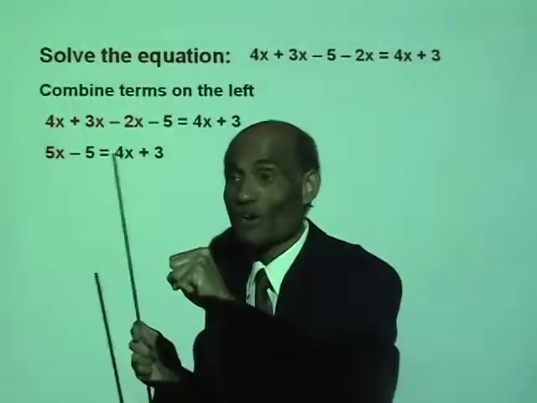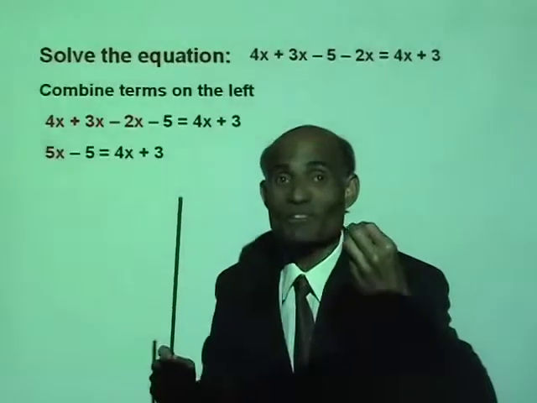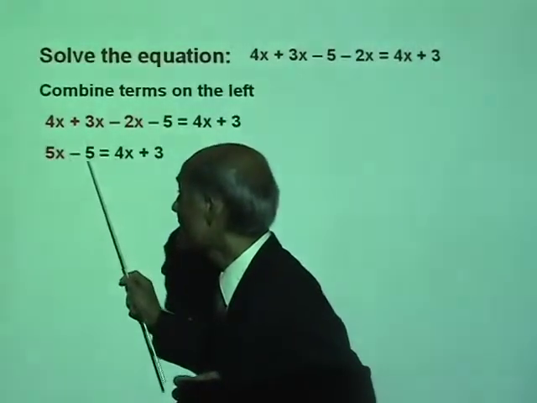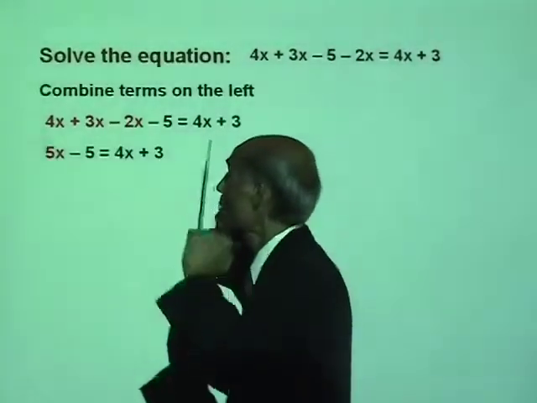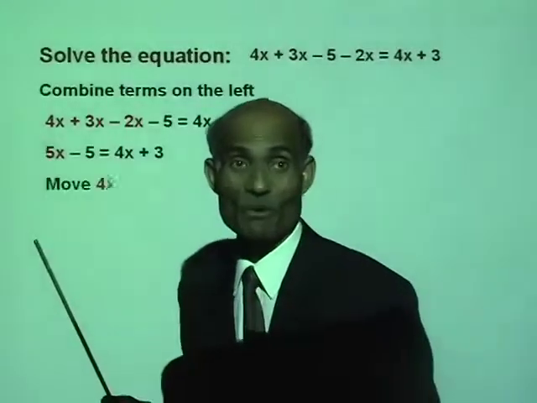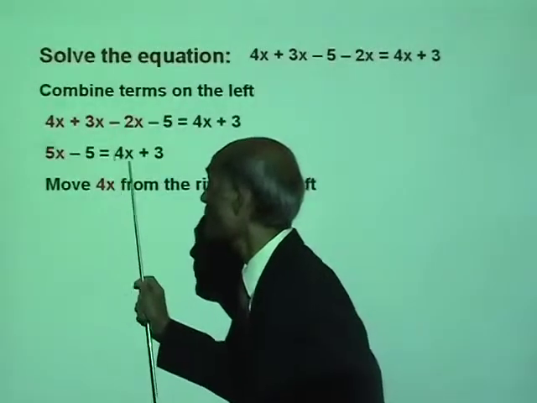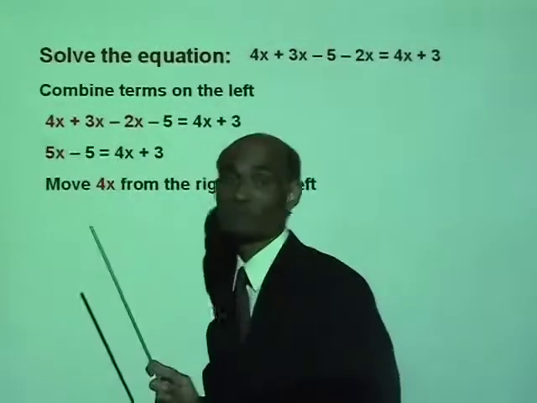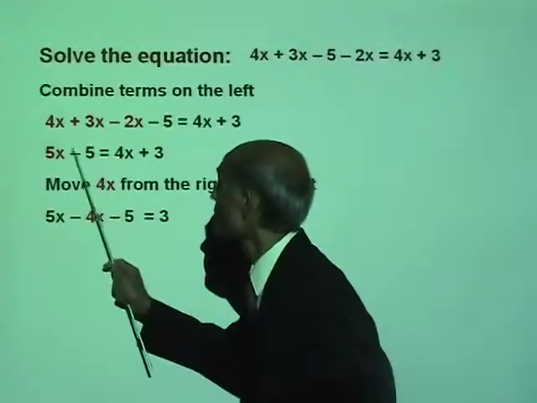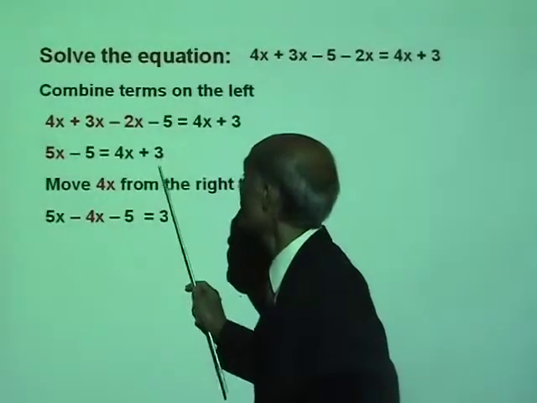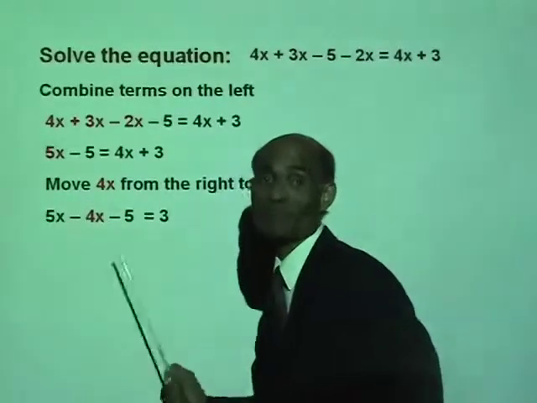Positive 4x sitting on the right, when moved to the left, becomes negative 4x. And then the negative 5 from the left, moved to the right, becomes positive 5. Alright? Let's move one at a time. First, let's move the 4x from the right to the left. That will be 5x minus 4x minus 5 equal to 3. You see, this 4x has moved from the right to the left.